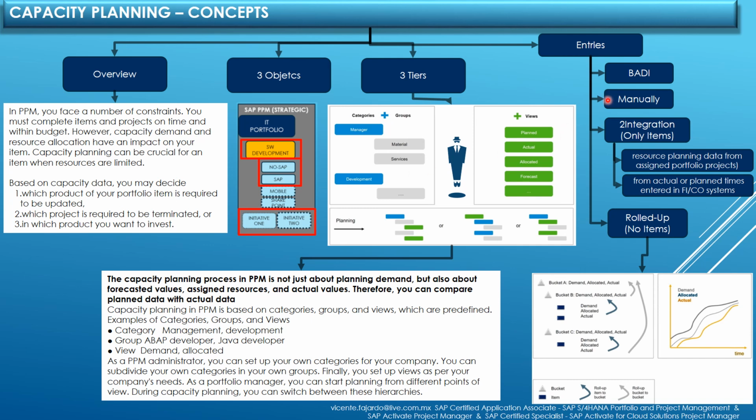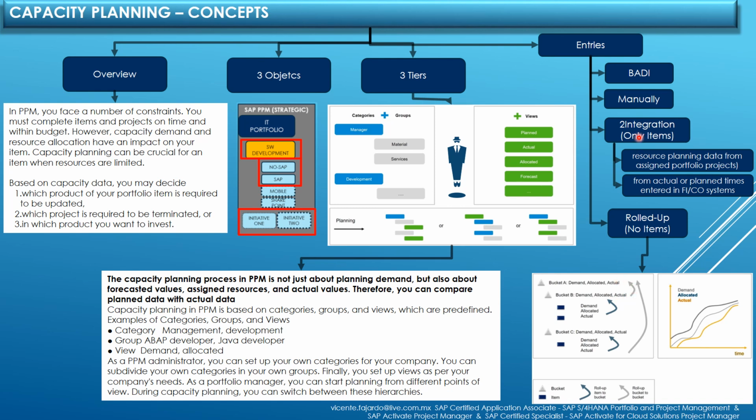We have different entries. We can use VDIs, we can do it manually, we can use integrations only for items. It is very important. We can use integration only for items. And we can use rollouts. As you can see in this figure, we can roll out from items to sub-buckets or items to buckets. And as well, we can roll out from sub-buckets to buckets.